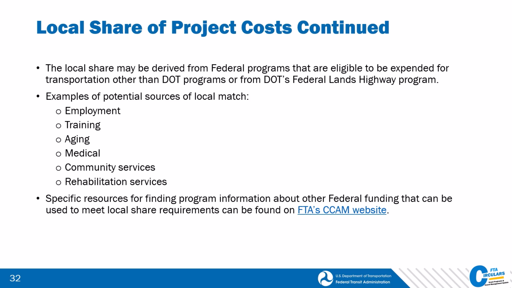The local share may be derived from federal programs that are eligible to be expended for transportation other than DOT programs or from DOT's Federal Lands Highway Program. This means that funds from non-DOT federal agencies can be used as a local match for the Section 5310 program. Examples of potential sources of local match include employment, training, aging, medical, community services, and rehabilitation services. Specific resources for finding program information about other federal funding that can be used to meet the local share requirements for 5310 can be found on FTA's CCAM webpage.